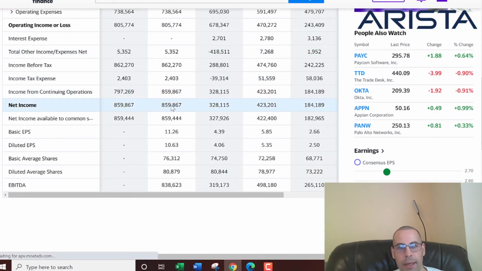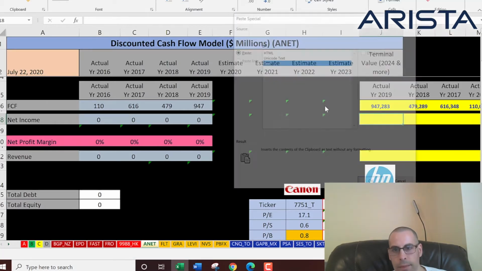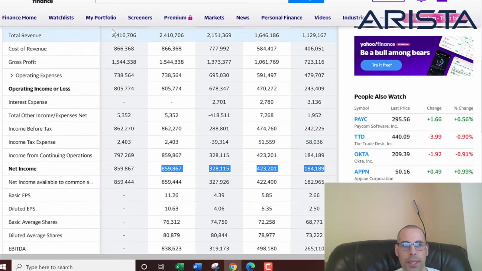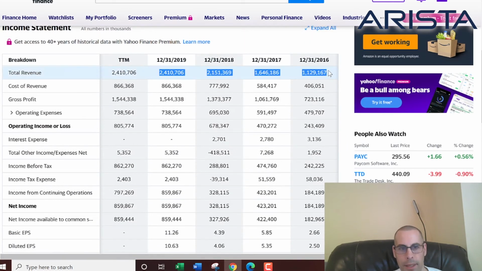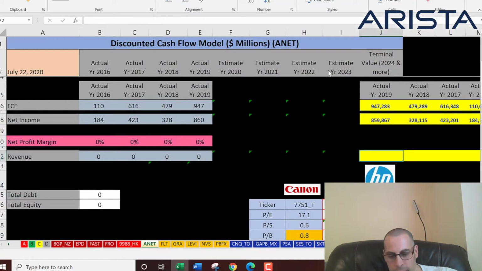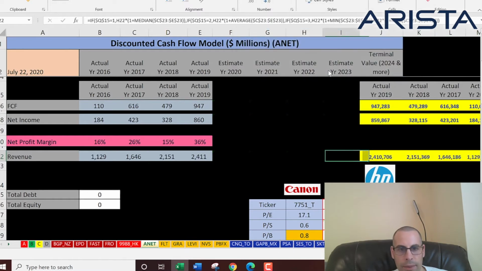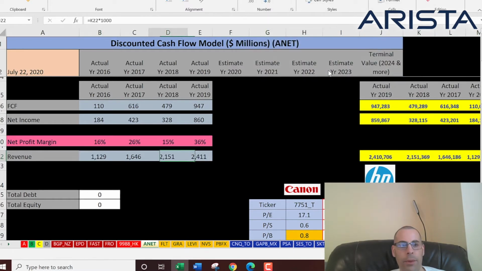Now I'm going to pull the net income, which is the profit and loss on the income statement. And then I'm going to pull the revenue, which are the sales on the income statement. And look at their revenue increasing every year. That's a really good sign. They went from 1.1 billion in 3 years to 2.4 billion, more than doubled. And their free cash flow has been increasing as well. This company is definitely moving in the right direction.